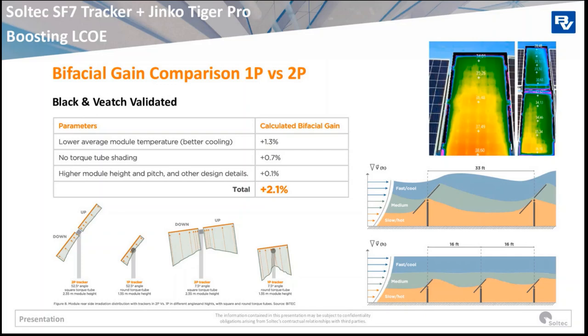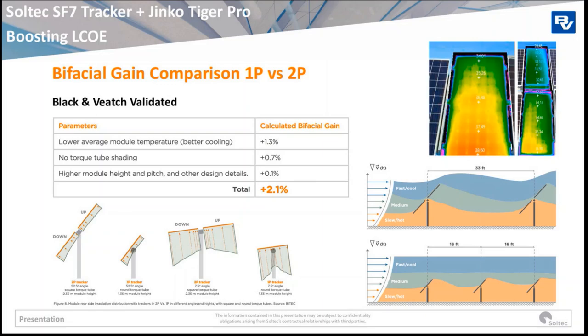And we can see some diagrams below these pictures, in the right part of the slide, where we can see how the cooling works in terms of temperature. And then the second parameter is the torque tube shading. In our configuration, we separate the gap in the center of the tracker to avoid shading by the torque tube.